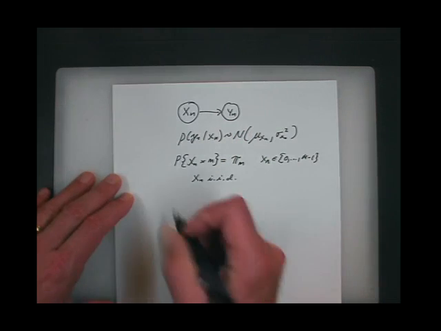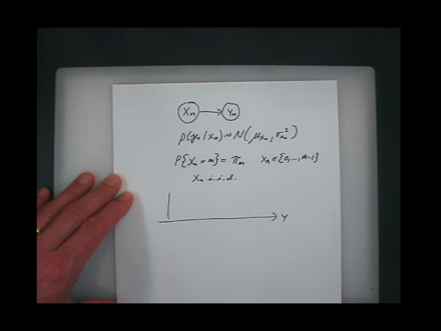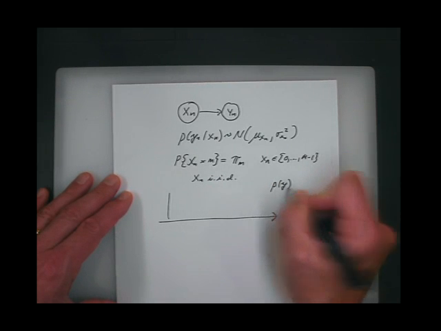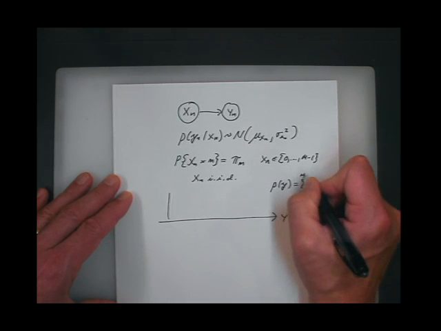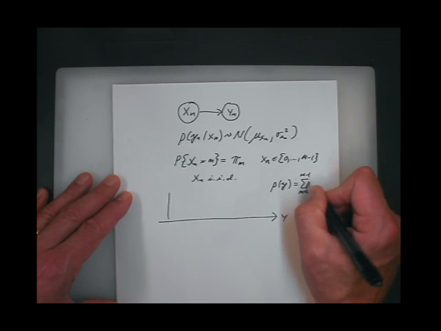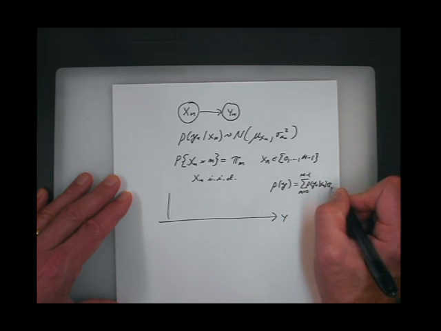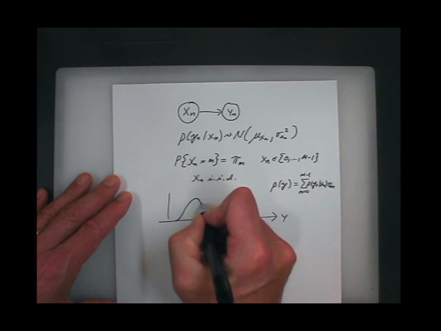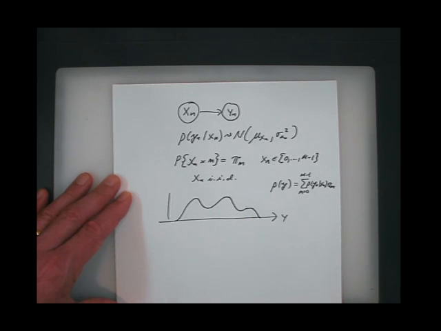So what's the distribution of the y going to look like? This is sort of y. If I look at the distribution of y, let's say this is p of y, right? It's going to actually be the sum from m equals 0 to m minus 1 of the probability of yn given xn times pi m, right? So it's going to kind of look like this. If there were like 3 classes, right?